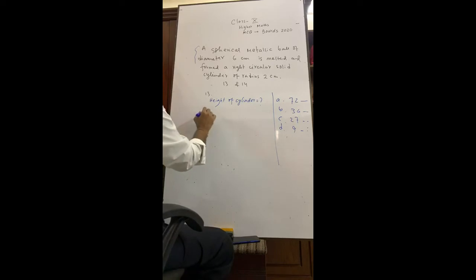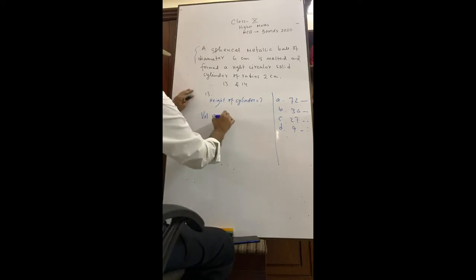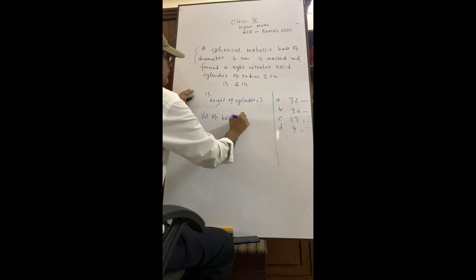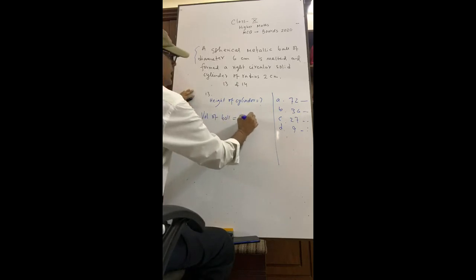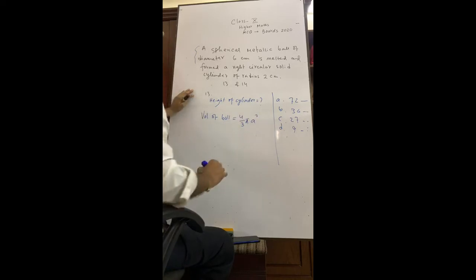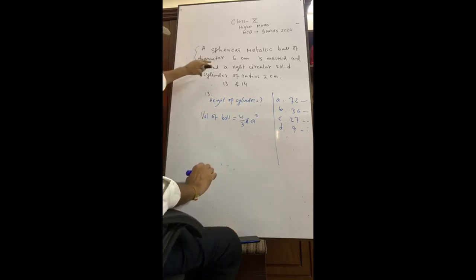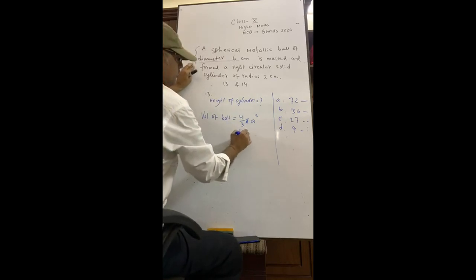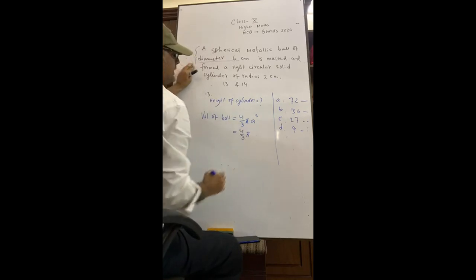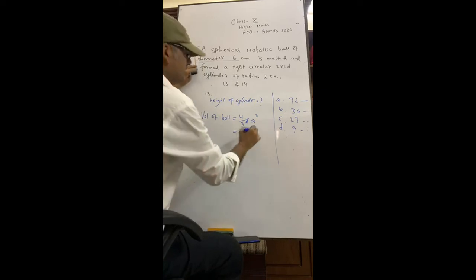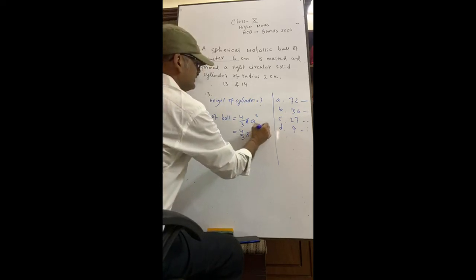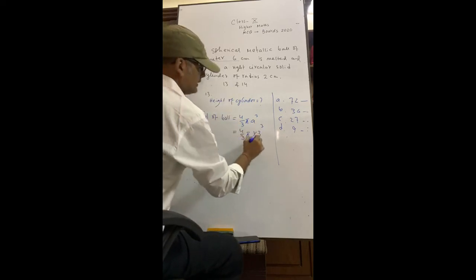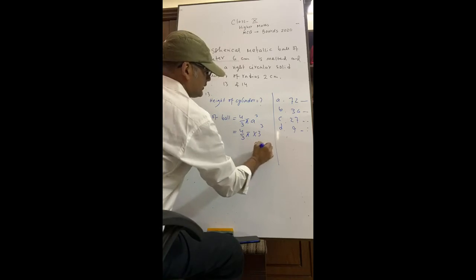That means volume of the ball equals to what? What do we know? 4 by 3 pi a cube. Here it is diameter, so what is the radius? Radius is 3 centimeter. So cubic centimeter.